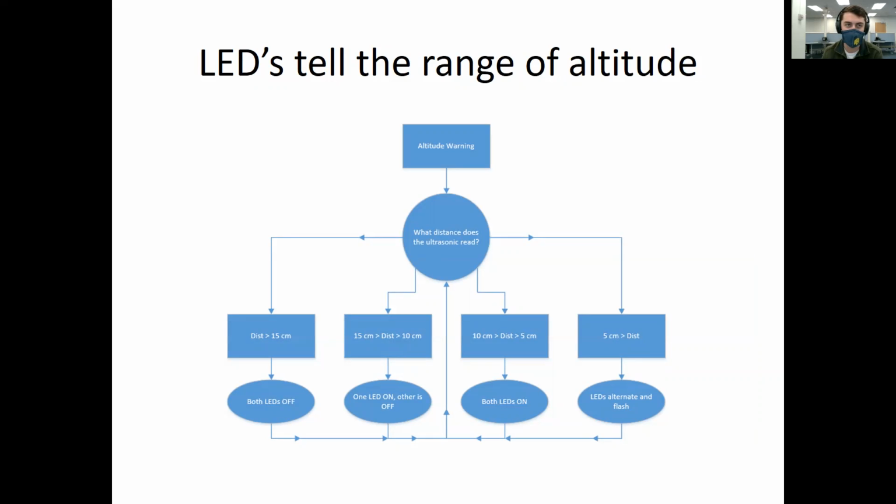The next system will be the low altitude system, or low altitude alert. I'll do that with an ultrasonic sensor and more LEDs. If you're far away, no LEDs are on. If you're getting closer, one LED will come on. If you get closer still, both of them will turn on. But if you're right up against it, then the LEDs will be flashing, trying to get your attention.